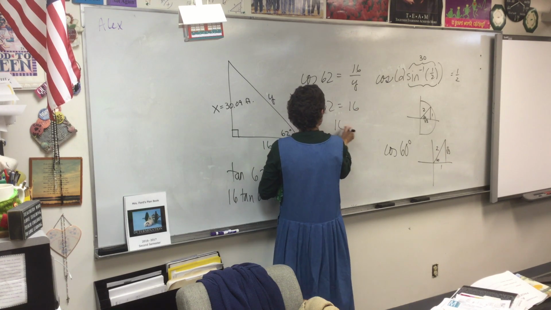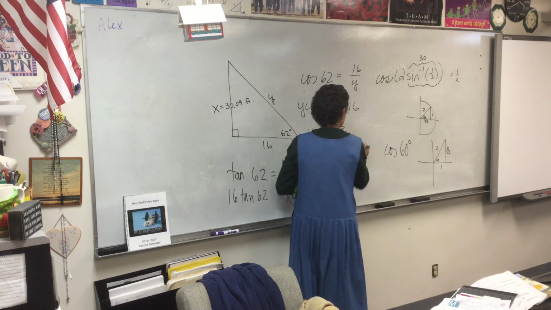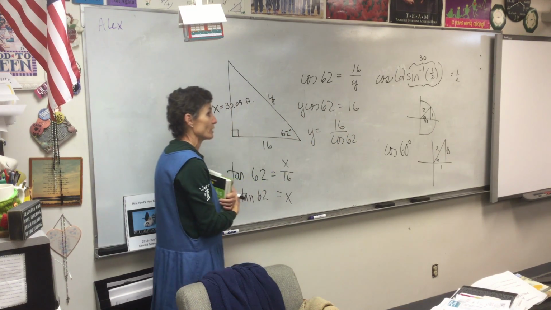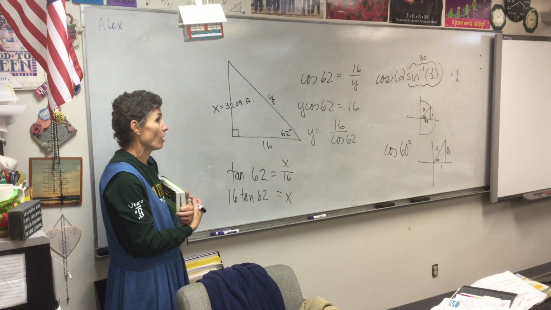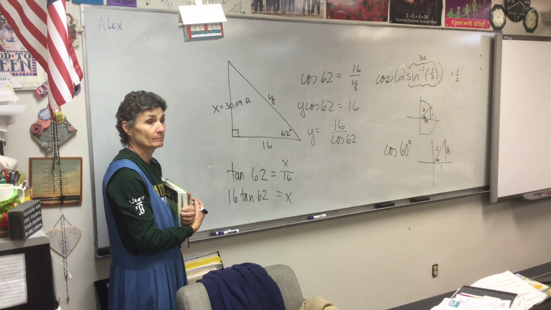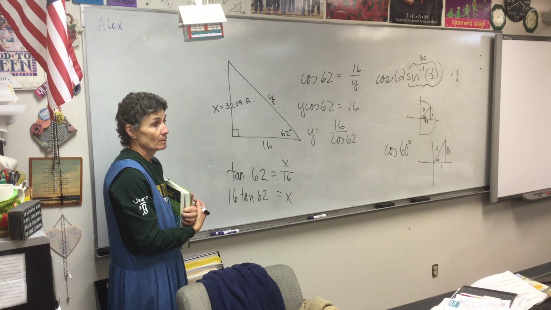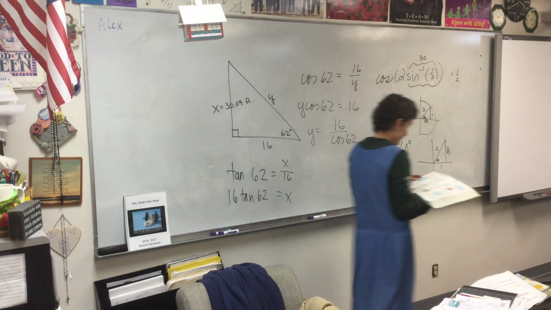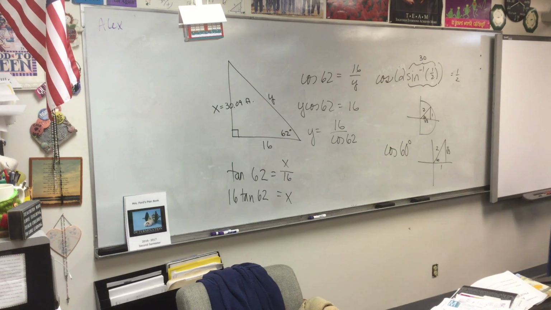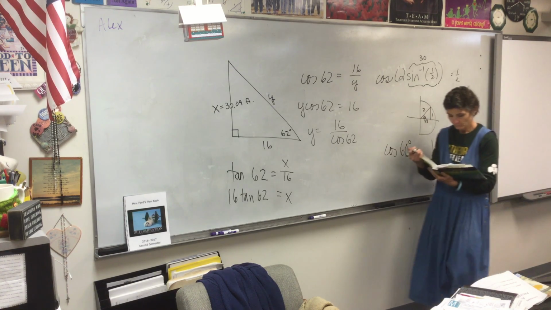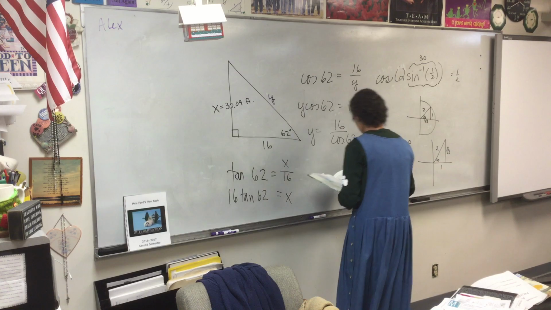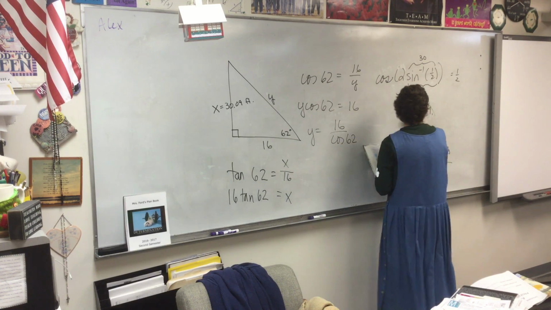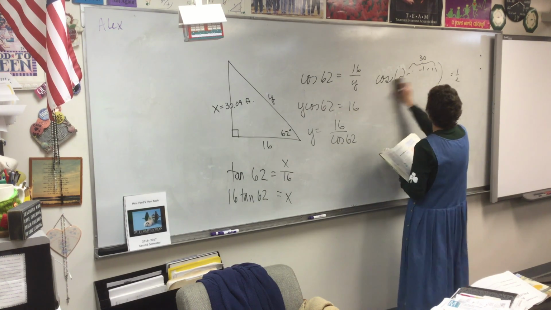And y equals 16 cosine 62. So I'm using my trigonometry and not my rounded off answer to do that. Make sense, everyone? Okay, what's next? Number 12, I picked number 12.